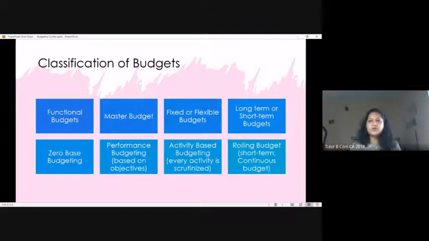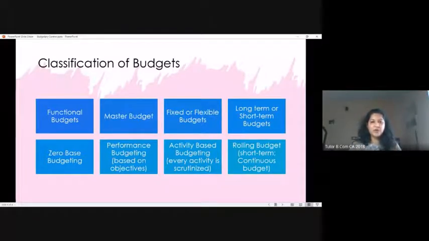Now, long-term or short-term, as the name indicates, long-term is basically your strategic plan, an estimate of your future, what you want to achieve maybe in 5 to 6 years or 10 years. It's a long-term period, beyond 1 year. Whereas a short-term budget can start from 1 month, a quarter, or maximum up to 1 year. So those categories will be brought under short-term budgets.